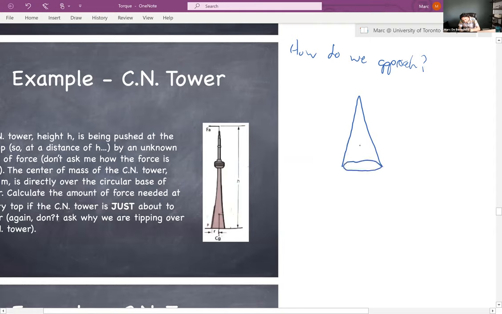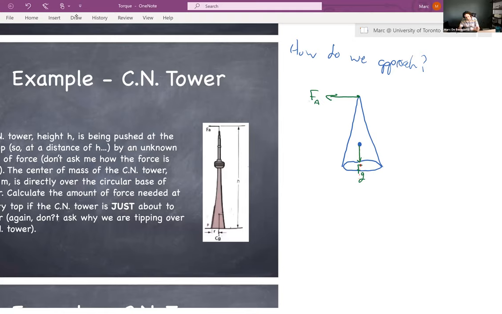So we have the center of mass of the CN Tower right about there. And we're told in the problem that it's located directly dead center in the base. So let's draw that force. Okay, force of gravity is acting down. We're also told that there's a force, an applied force, at the very top of the CN Tower. I don't know how, but it is. We want to know how much force is required to tip over this object.